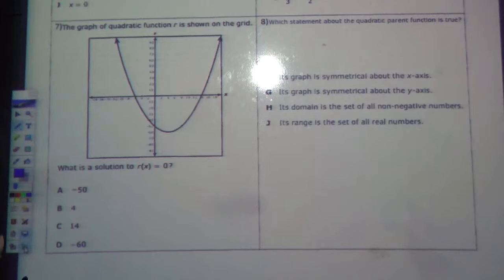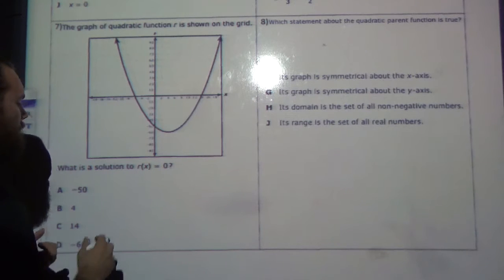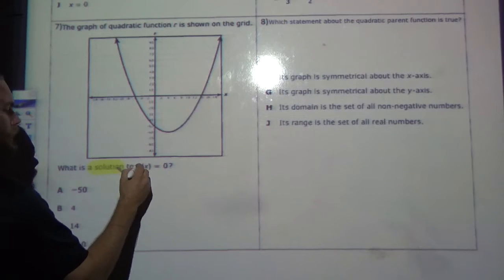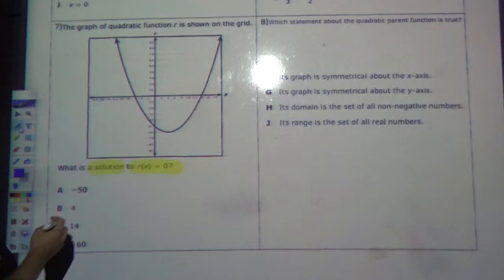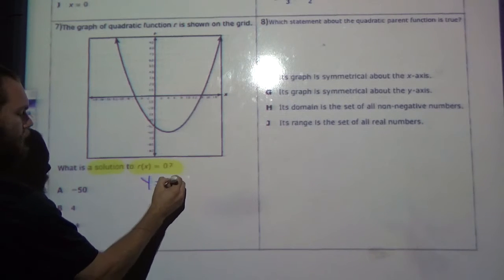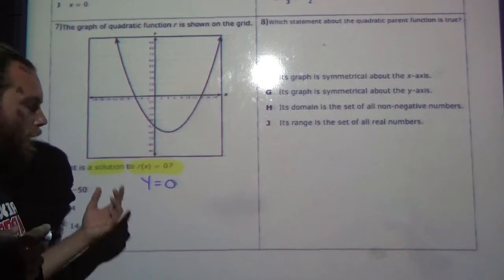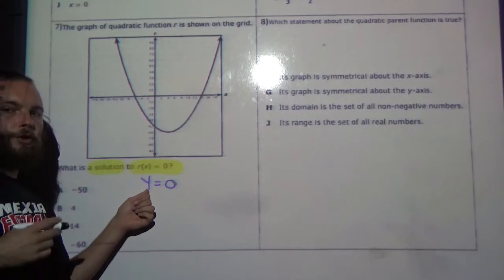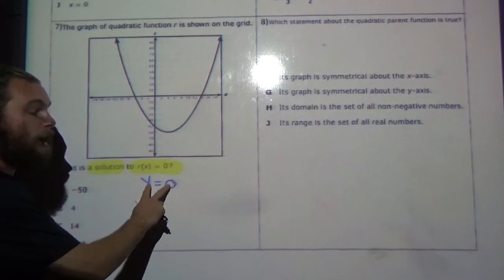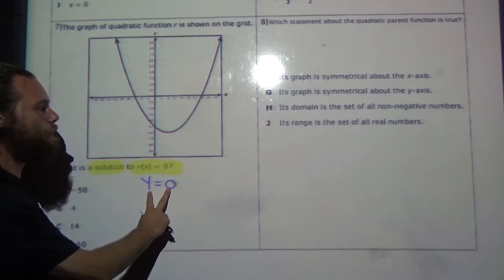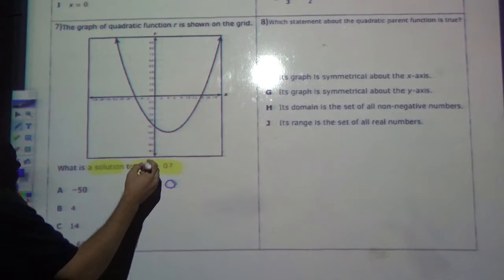We haven't really talked about this yet, but it's not very complicated. What they do is they give you what you're looking for. They say the solution to r of x equals 0. That's the same thing as saying y equals 0. What this means is they want you to draw another line at y equals 0.